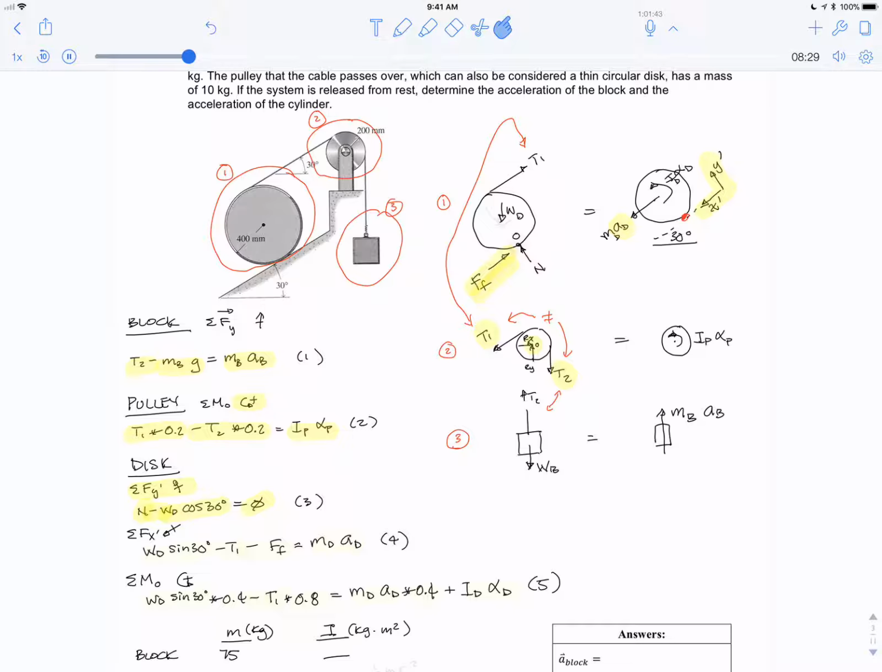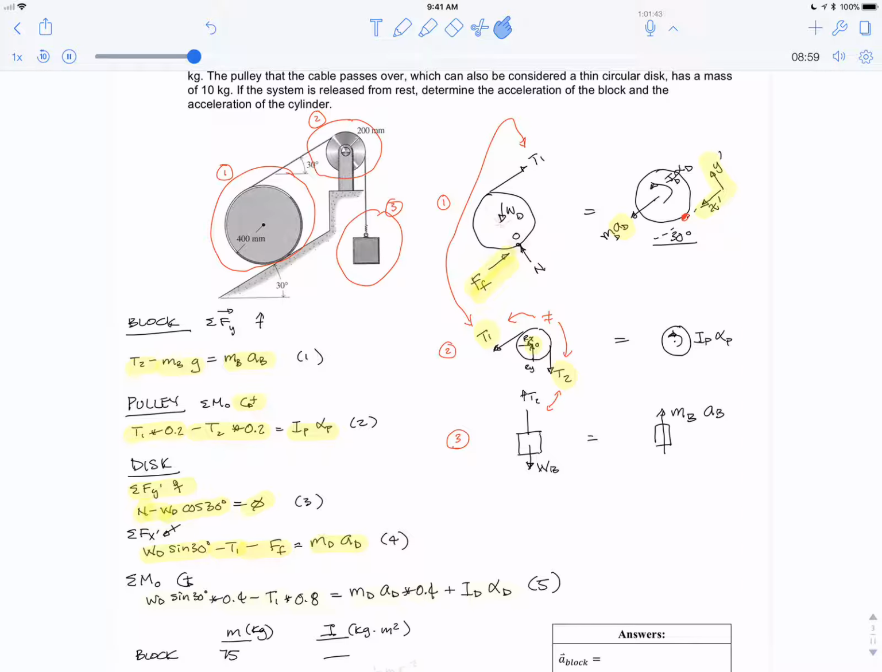Okay, so now we'll do the X component, positive going downhill again because I thought the disk was rolling downhill. So there's a component of the weight going downhill of WD sine 30, and again, I said downhill is positive. The tension is going uphill, so that's negative, and the friction is pointing uphill, so that's negative. And that will equal mass times acceleration, which I incorrectly assumed was pointing downhill.